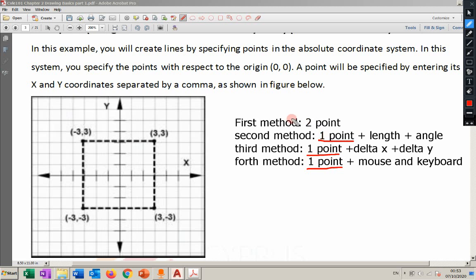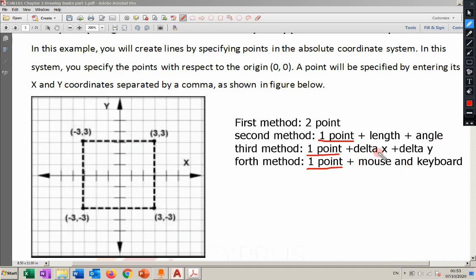So you realize that if I have delta x, delta y with a point, I can draw. But delta x with the length, I don't have it. Yes, look, I cannot combine those things together. I don't have delta y with angle. I don't have delta y with 1 point or 2 points. No, I have delta x, delta y, length with angle, 2 points, or 1 point with the mouse and keyboard. So if it does not fall within one of these categories, you cannot draw the line.